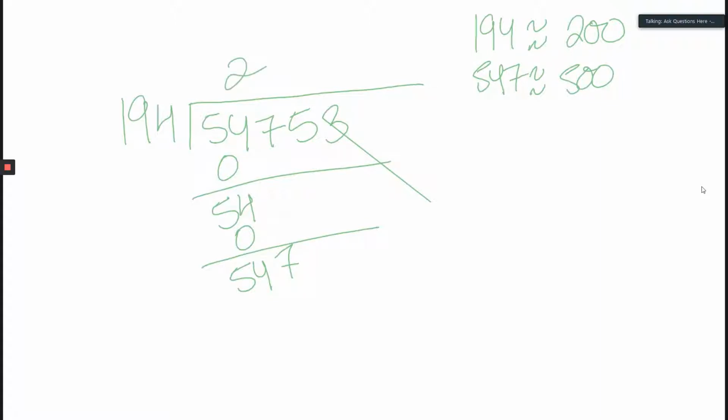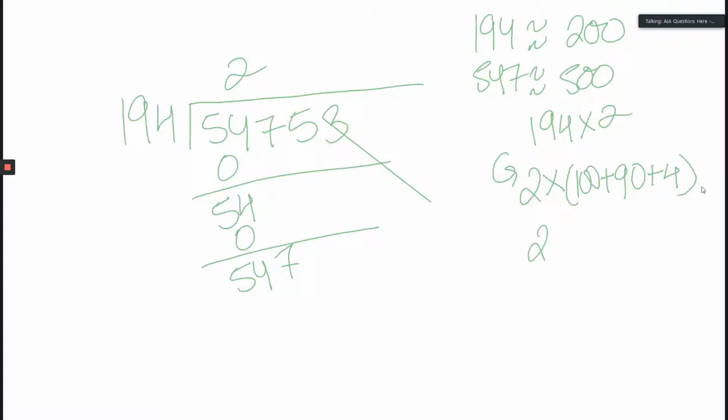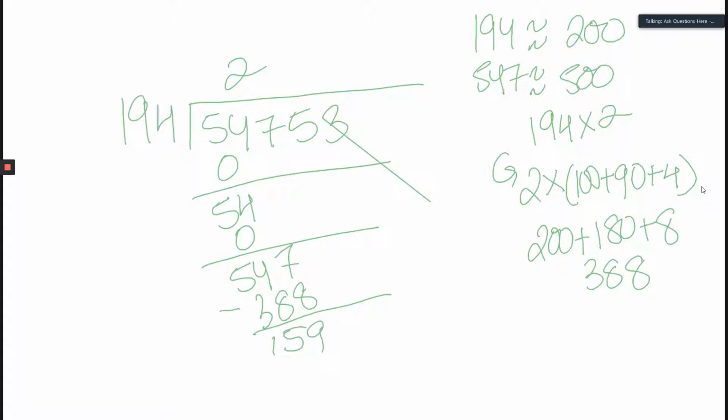When we actually do the math, we do 194 times 2. Using the distributive property, it's 2 times 100 plus 90 plus 4, which is the same thing as 200 plus 180 plus 8. So the answer is 388. We put our 2 here and subtract 388 from this. You should get 159 as your answer here. And now you can bring down this 5.